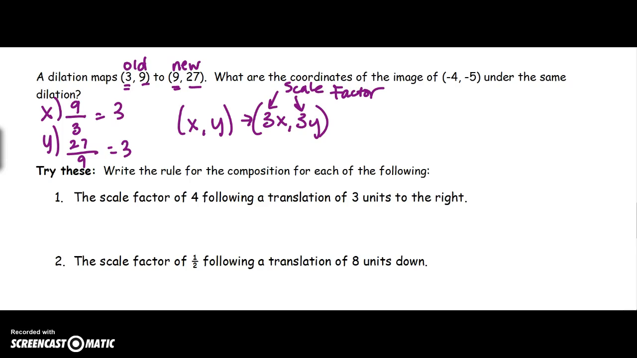So if this is our old point, what would it be under this dilation? You take negative 4, multiply it by 3, and you get negative 12. And negative 5, multiply it by 3, and you get negative 15.